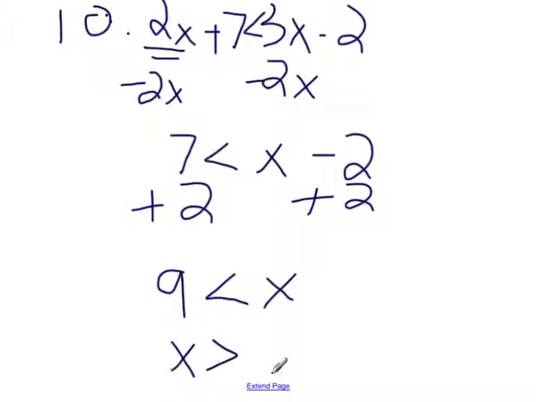Now remember, if you happen to have a negative x and you divide by a negative number, you have to flip that inequality symbol. Make sure you're paying attention to which way that inequality symbol goes, and also students tend to turn it into an equal sign. Make sure you have your inequality sign still there.